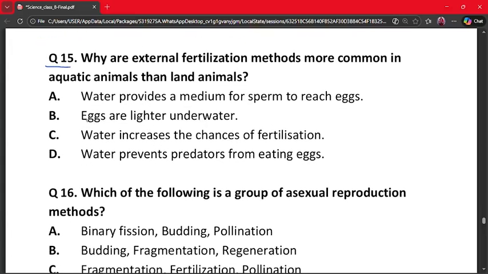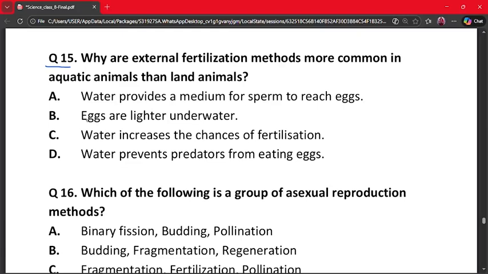Let's move on to the next question, that is question number 15. Why are external fertilization methods more common in aquatic animals than land animals? A. Water provides a medium for sperm to reach eggs. B. Eggs are lighter underwater. C. Water increases the chances of fertilization. And D. Water prevents predators from eating eggs.